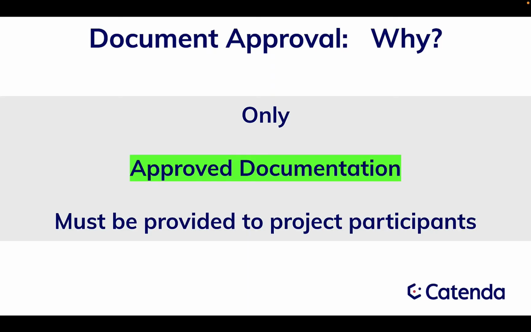So, what do we mean at Catenda by document approval inside Bimsync? The first thing is: why? Why do we implement such a solution inside the tool? We would like to implement a solution for our users so that only approved documentation is provided to the project participants, which means we want to avoid wrong or outdated documentation going into the wrong hands, which would lead to mistakes on site.